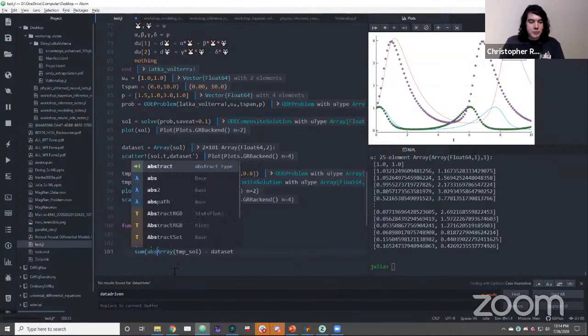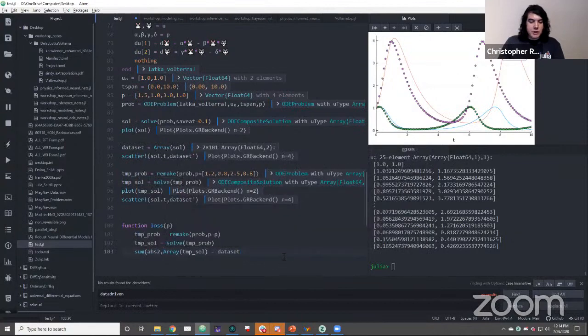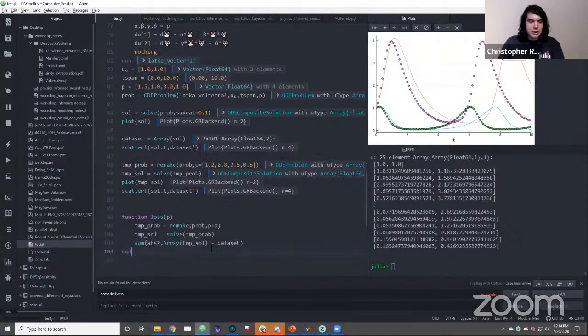And then I'm going to do the sum squared error. So sum of abs2 of these two data sets, right? My data set generated with the new parameters against my data set generated with the true parameters. What I want to do is see if I can recover these parameters.